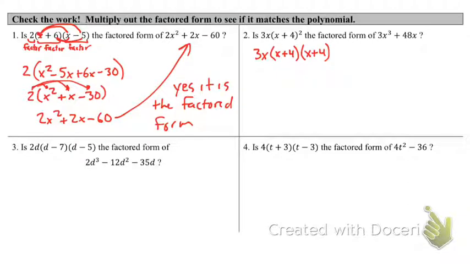All right, and we're going to do the same process. X times x, x squared. X times 4, positive 4x. Done with the x's. 4 times x is positive 4x. 4 times 4 is positive 16. Bring down the 3x. We're going to combine like terms here. 4x and 4x is 8x. So it's x squared plus 8x.